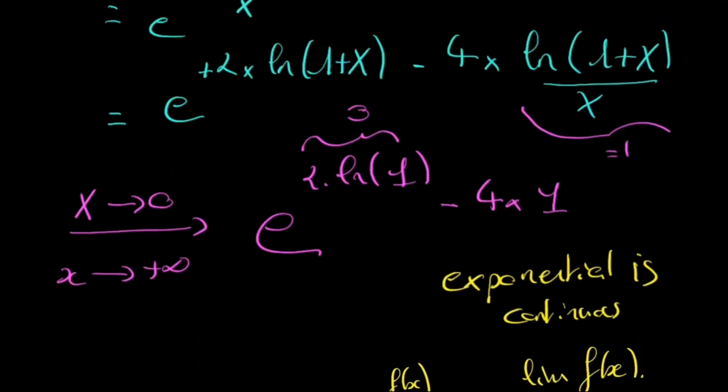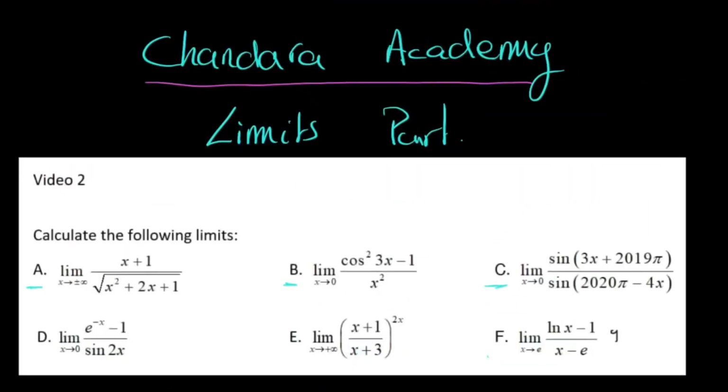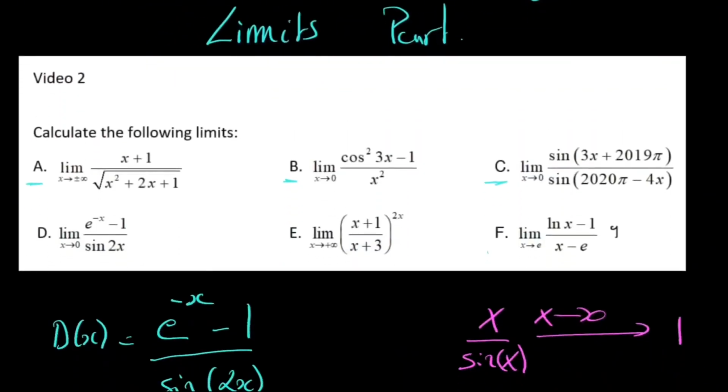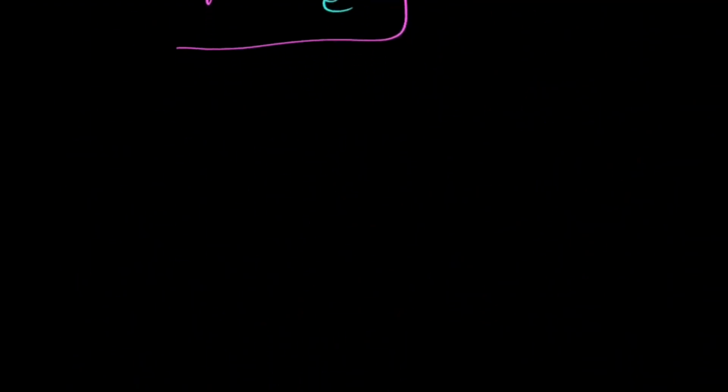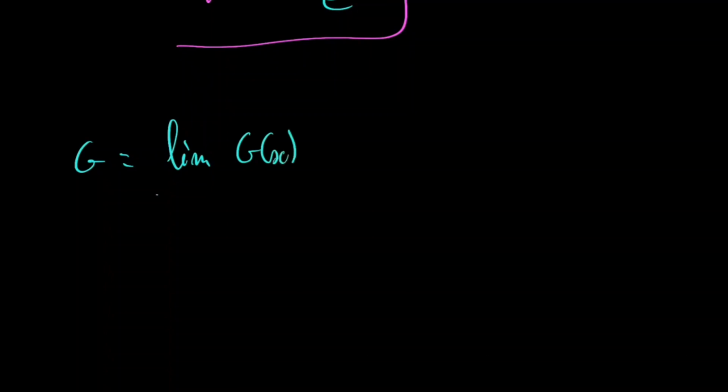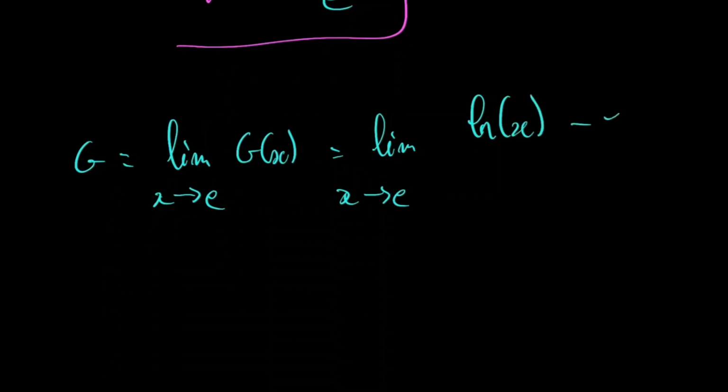Then let's go for the last limit. So we will have the limit of (ln of x minus 1) over x minus e. And this feels a lot like a derivative again. Let's write down the limit. So we will have g, which is equal to the limit of j of x when x tends to e, which is equal to the limit when x tends to e of (ln of x minus 1) over x minus e.